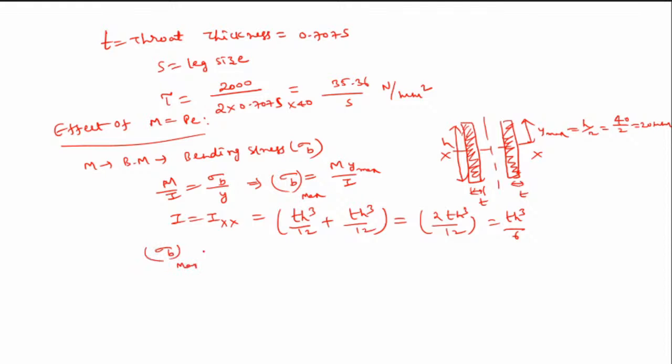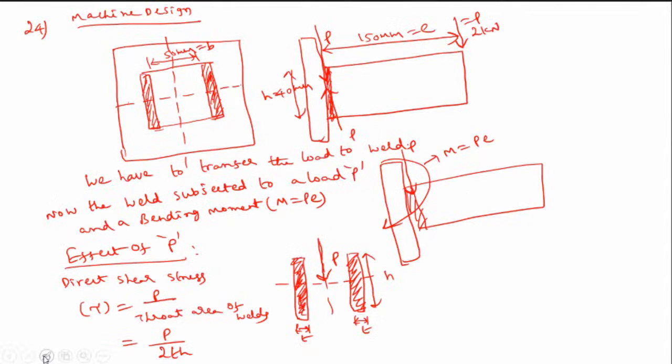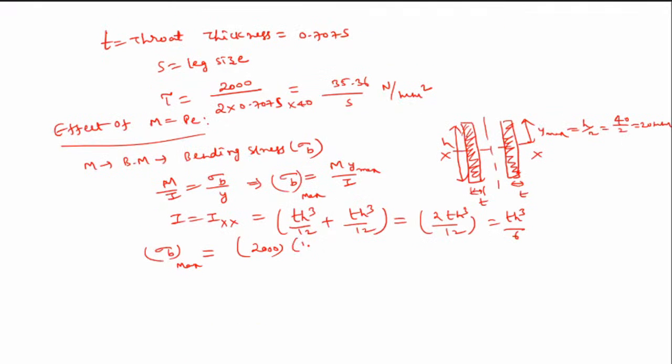So this is sigma B max, nothing but M, which is P into E. What is P? 2000. And what is E? E is nothing but 150. 150 into Y max, how much? 20, by TH cubed by 6. What is T? T is nothing but 0.707 S, into H cubed, H is 40 cubed.